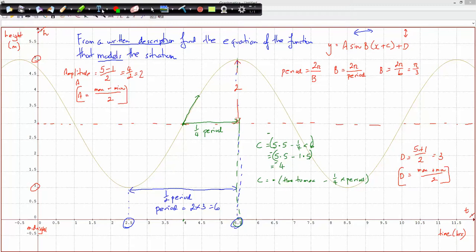Okay, so let's see if we have another color. Yellow's horrible, I can't even see it at all. What don't we use a lot of? Blue. So y equals a, which is 2, sine, b was equal to pi over 3, bracket x minus 4. So notice this minus goes straight into there, and then plus d, which was 3.